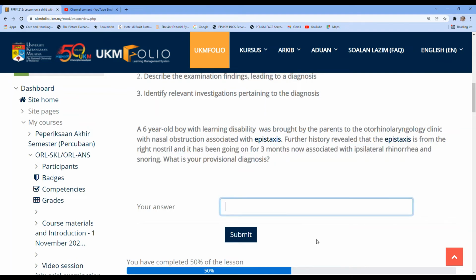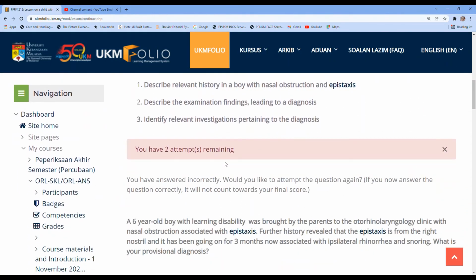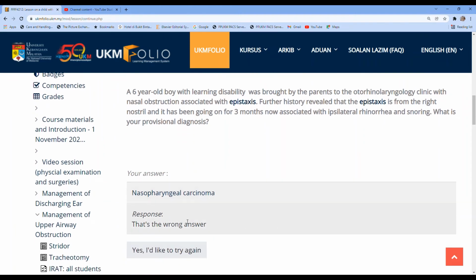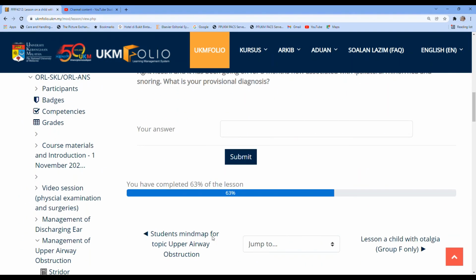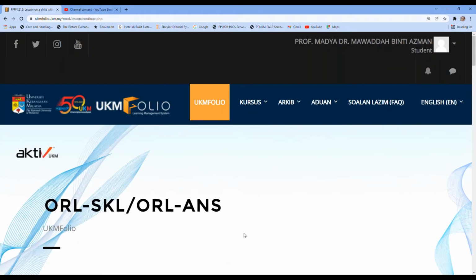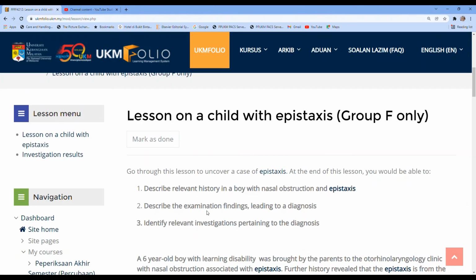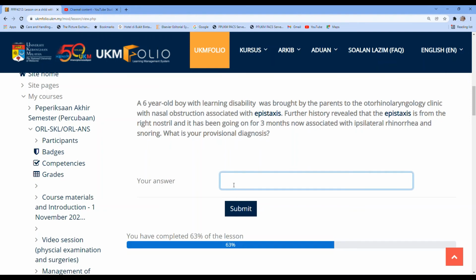For example, if the student answers nasopharyngeal carcinoma, which is not the correct diagnosis, they click submit. The prompt will say you have 2 more attempts remaining. So the response is that it is the wrong answer and the student will try again. What could be the correct answer? The student may answer allergic rhinitis, which is also a wrong answer, and the student will get a prompt again saying that this is not the correct answer. So we need to reattempt this until the student gets the correct answer.